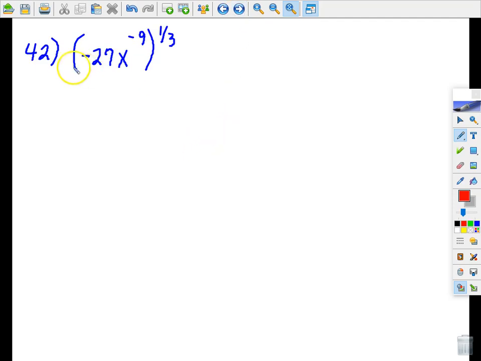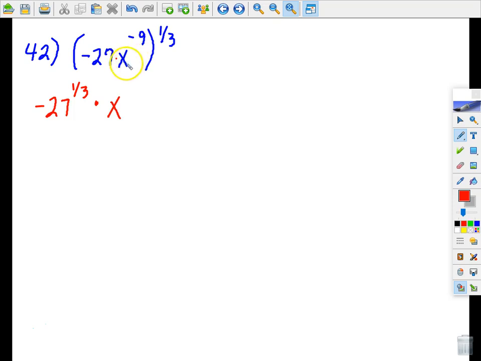Okay, so here we have another example of an expression inside parentheses being raised to a power outside the parentheses. So everything inside the parentheses needs to be raised to this power. And there's really two different numbers being raised to the 1/3. So let's just show it as that. -27 raised to the 1/3 times.